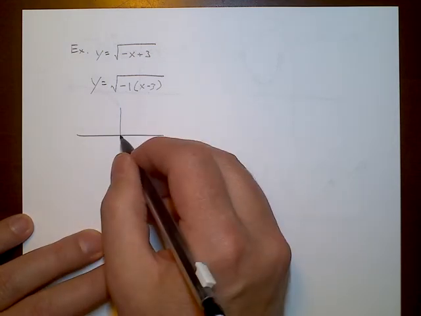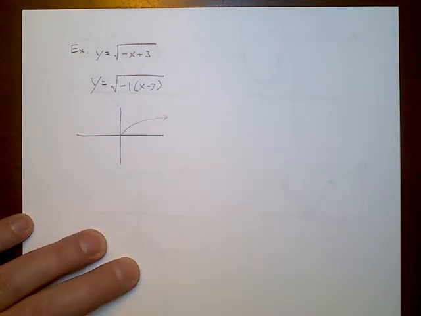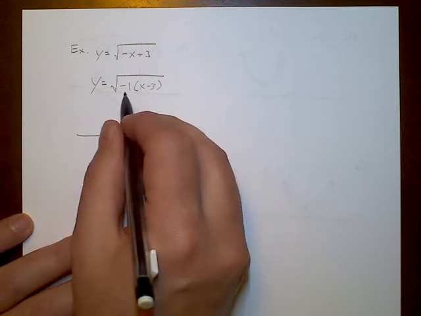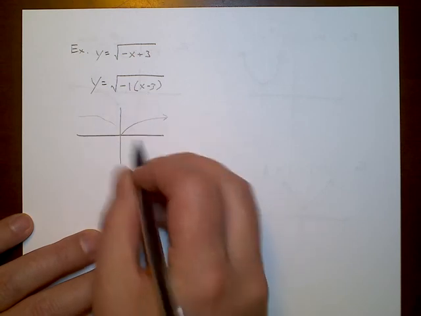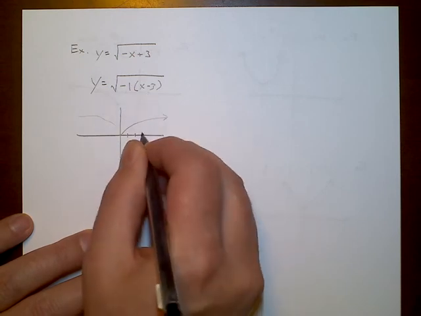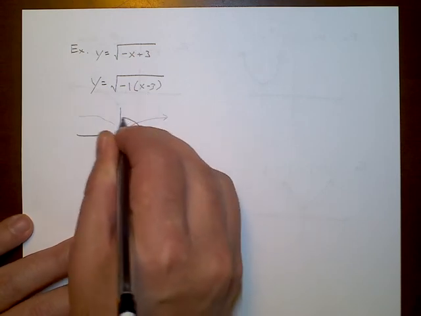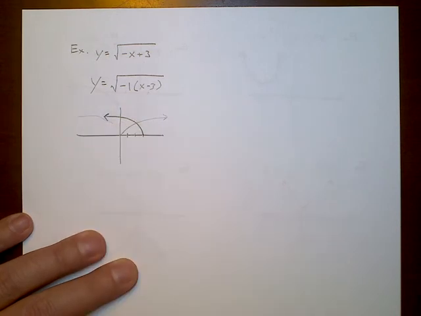it's our core graph that looks like this, the square root of x. It's going to reflect over the y-axis, so then it looks like this, and that's going to move it to the right 3. 1, 2, 3. So our final graph looks like that.